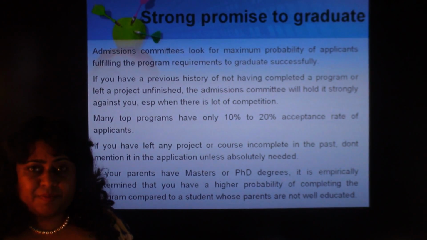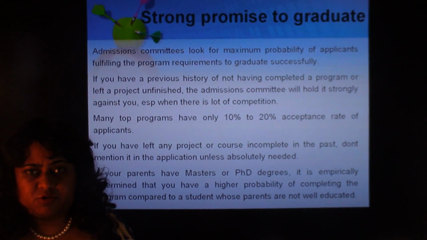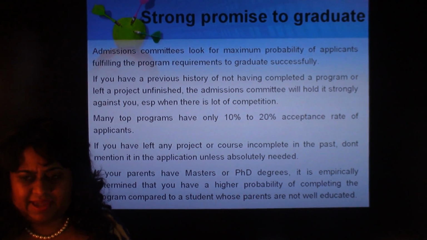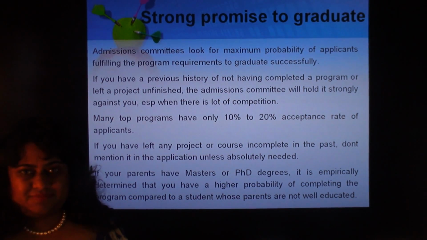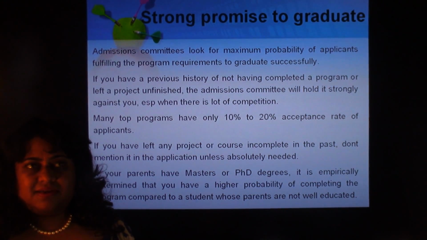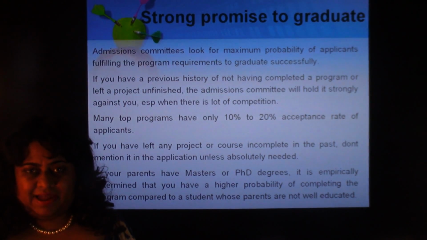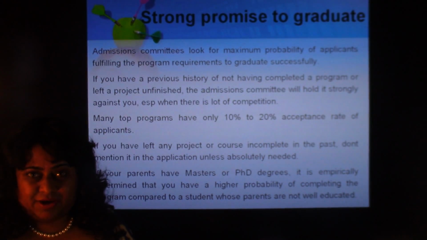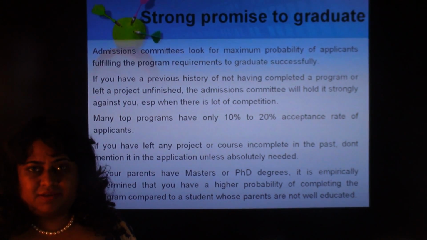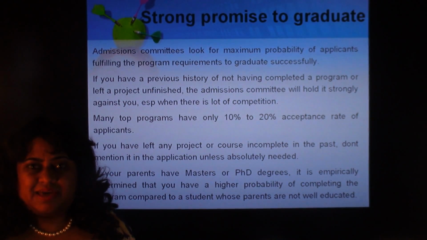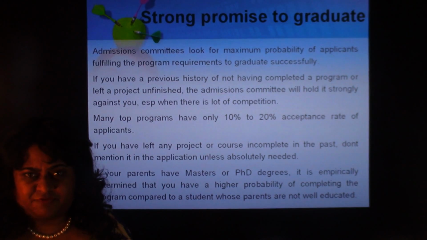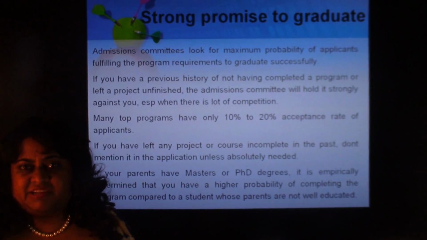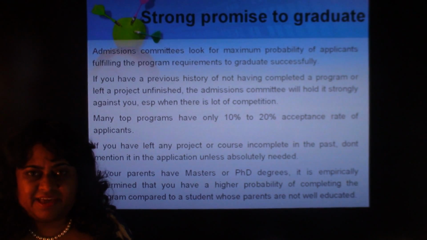So, remember that many top programs have a very low acceptance rate, like 10 or 20%, and they look for the slightest reason to reject candidates. And this is also surprising: universities look for candidates whose parents have master's or PhD degrees. If there are two equally qualified candidates and the university can choose only one, they would probably pick the one whose parents are better qualified. It seems kind of unfair, but empirically it's shown that if a student's parents both have PhDs and graduated successfully, then the student somehow has a better probability of graduating successfully. They're just going to pick candidates who demonstrate maximum promise to graduate successfully.